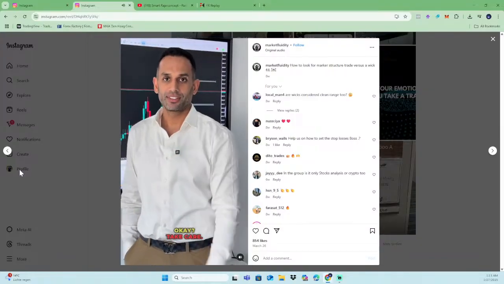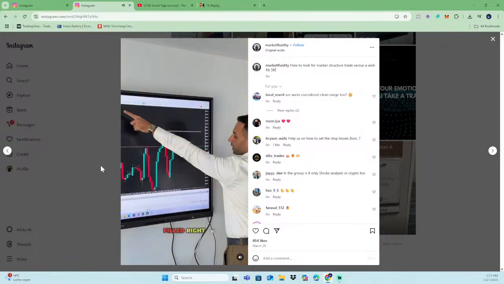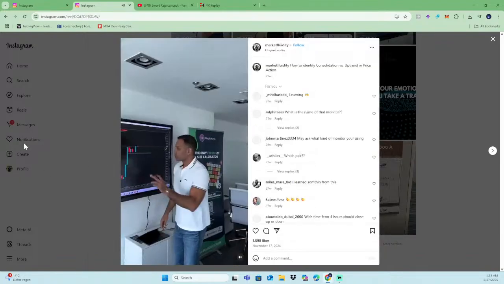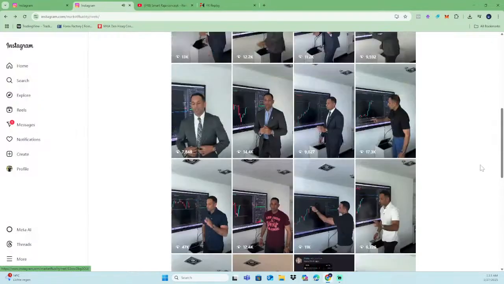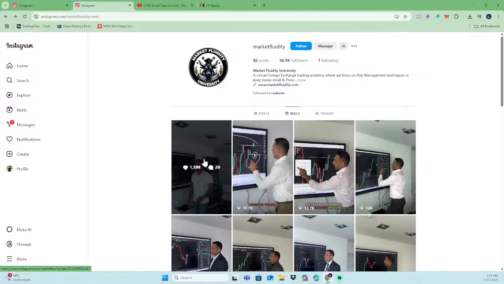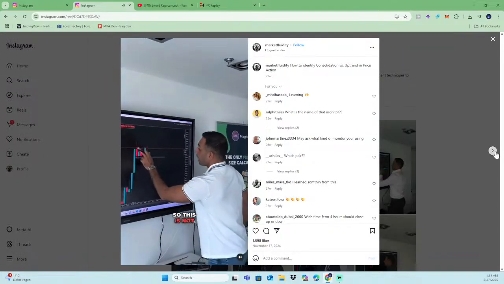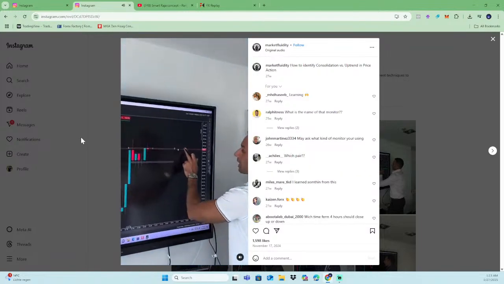Okay? I'm going to show you how to look for a market structure trade and how to look for a wick fill right over here to the left-hand side. So this is not an uptrend.